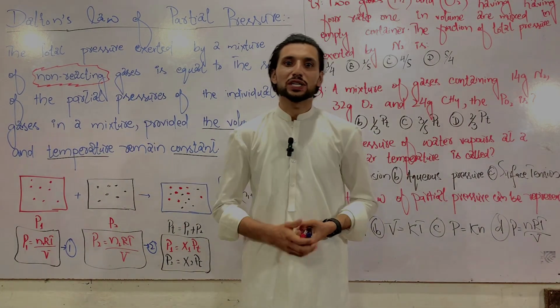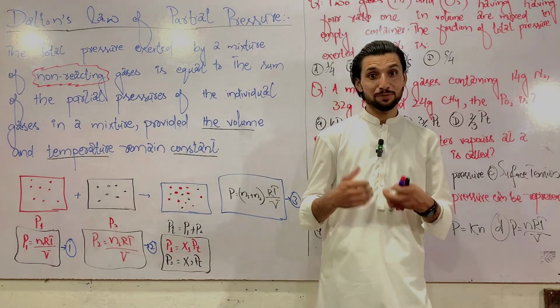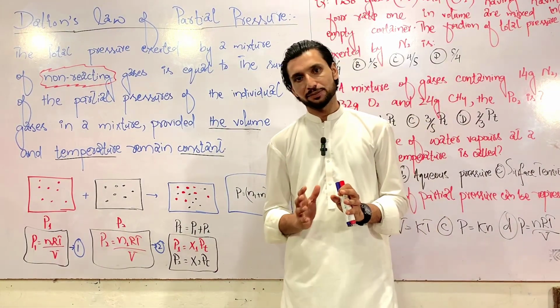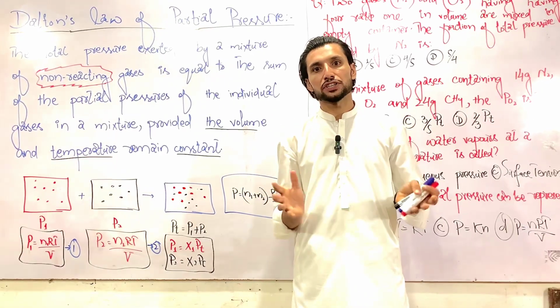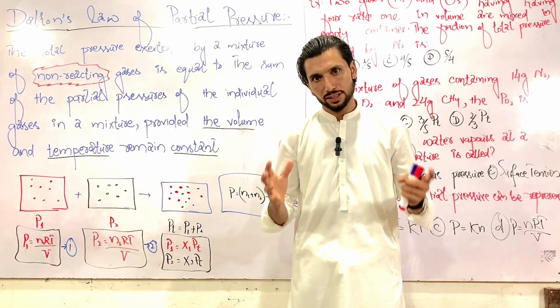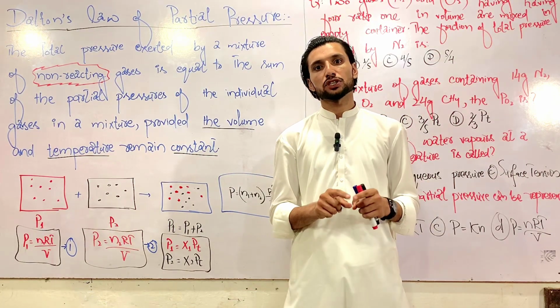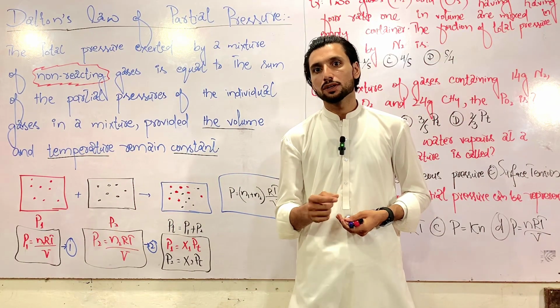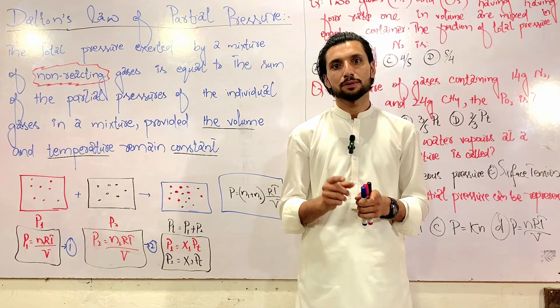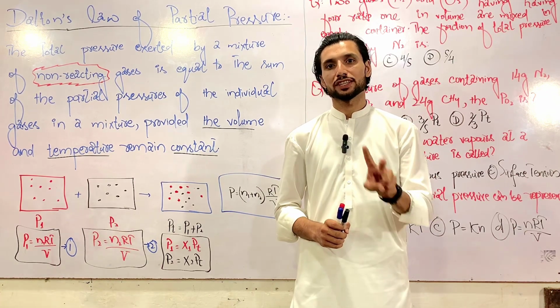So first of all, look at the definition of Dalton's law, the postulate of Dalton's law. What does it say? It is saying that the total pressure of a mixture of gases, like you have a mixture of gases, would be equal to the sum of the individual pressures of gases. But there are two constraints in that.